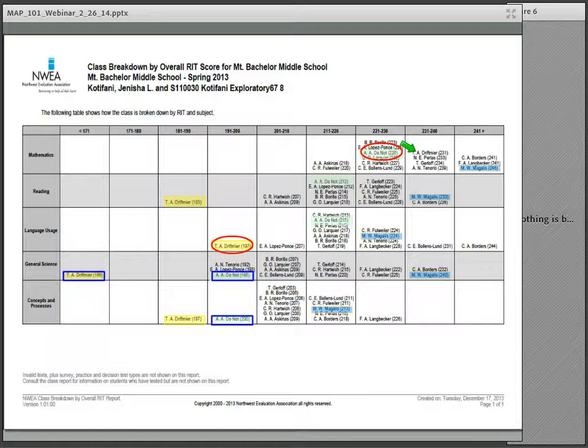Okay, let's look at another student. Okay, this is M.W. McGallis. And when we look at M.W. McGallis, now watch, what's happened? This student has, again, moved to the right in all of their scores, and stayed to the right of where the larger numbers of the class actually are. So it's kind of interesting. Again, their best subject is mathematics, with their weakest subject being concepts and processes.